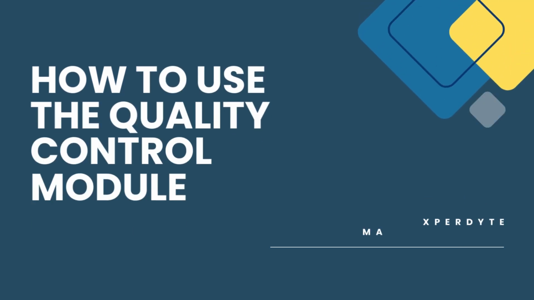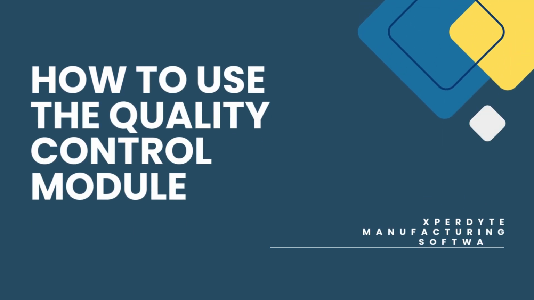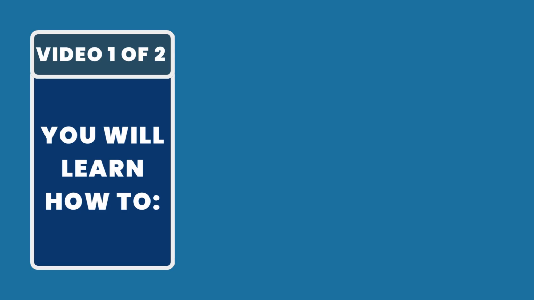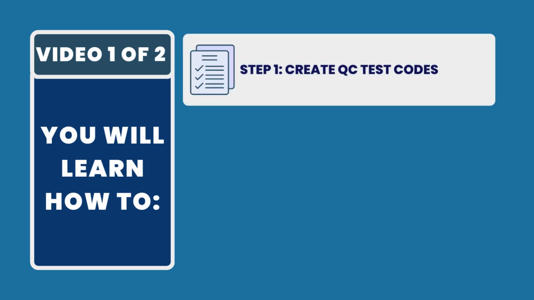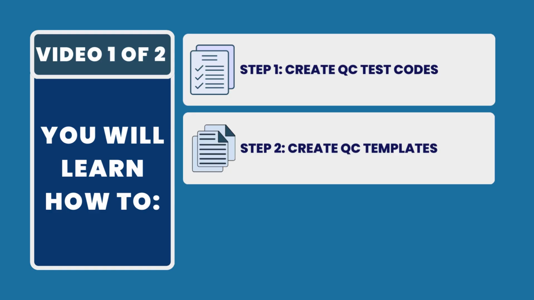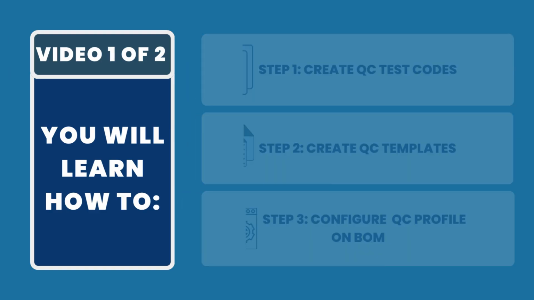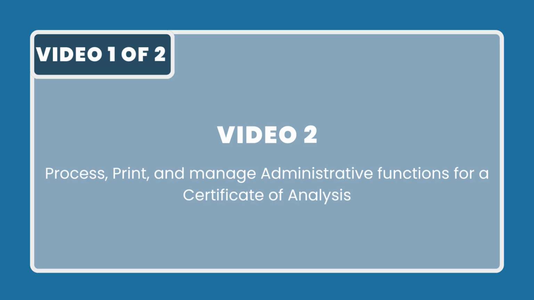This is the first video in a two-part series on quality control, and this video will deal with the configuration of quality control analysis in Xperdyte. In this first video we will focus on the setup and configuration steps, covering how to create the quality control test codes, how to create templates, and how to configure the testing profile on bill of materials. The second video shows how to process, print, and manage administrative functions for a certificate of analysis.